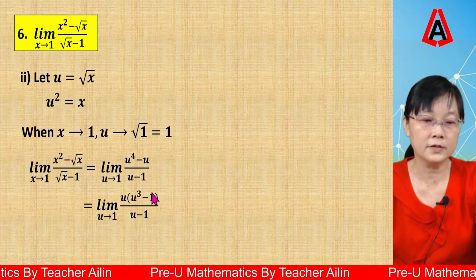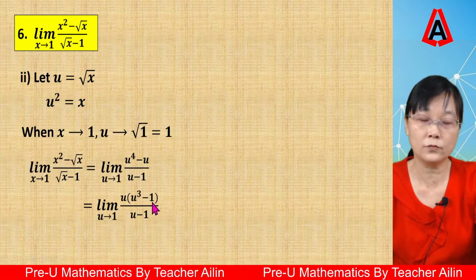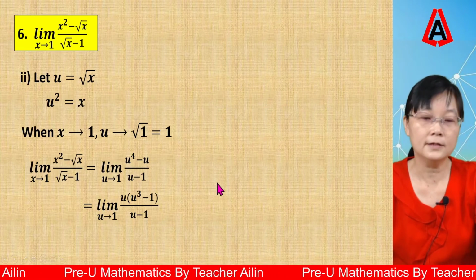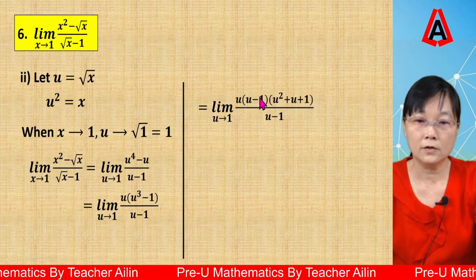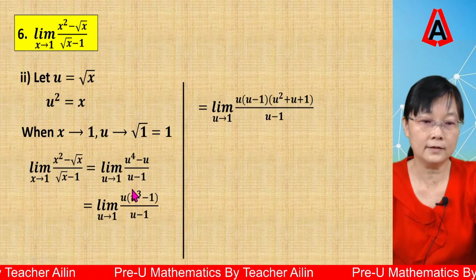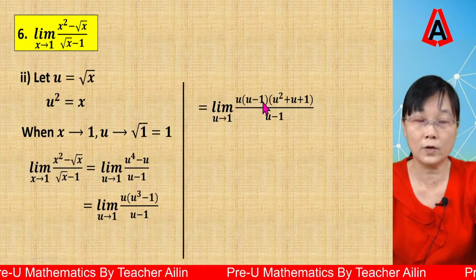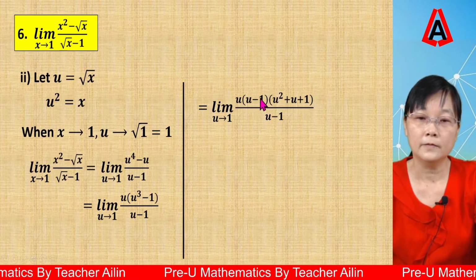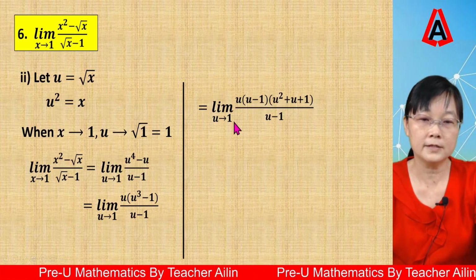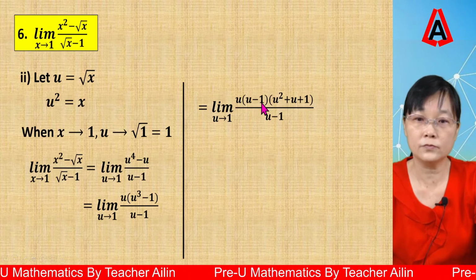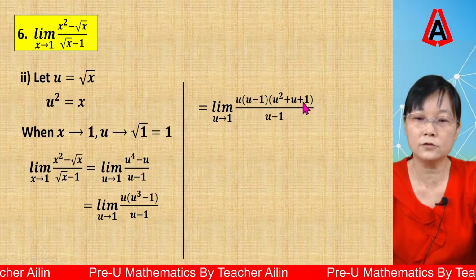And another option is I'm going to factorize u power 3 minus 1. By using the factor theorem that you have learned in Sem 1, we find that one of the factors of u power 3 minus 1 is u minus 1. Then, using long division, I divide u power 3 minus 1 by u minus 1. Then I'll get a quotient of u power 2 plus u plus 1.